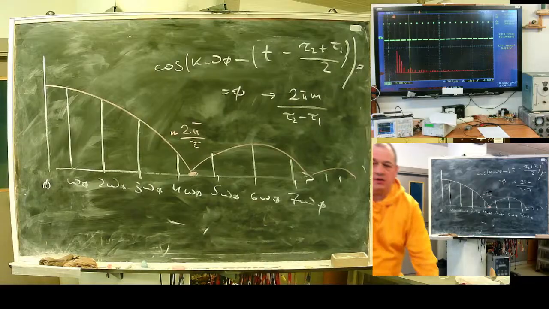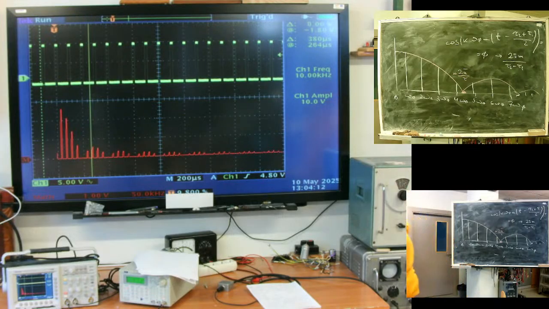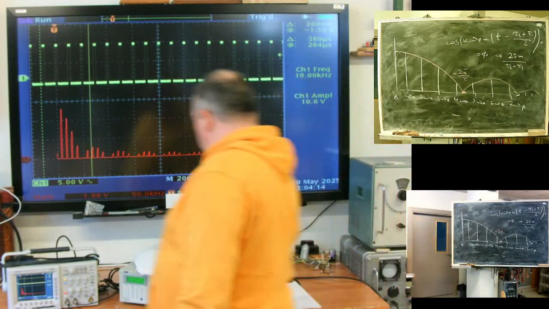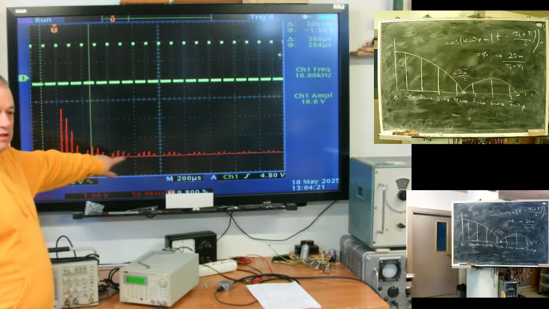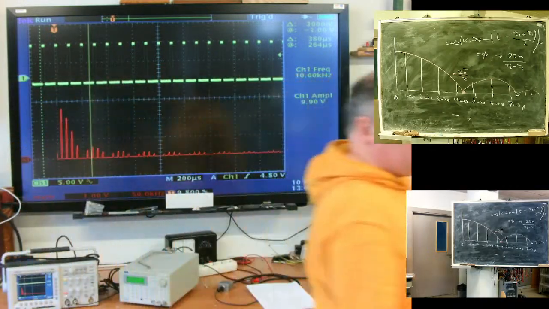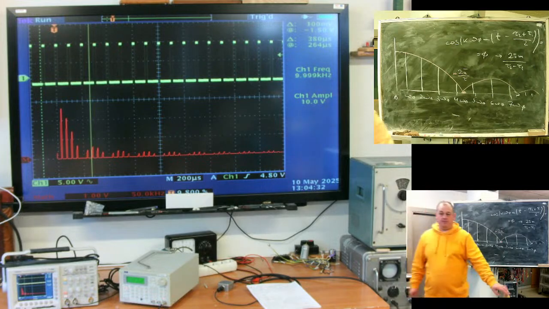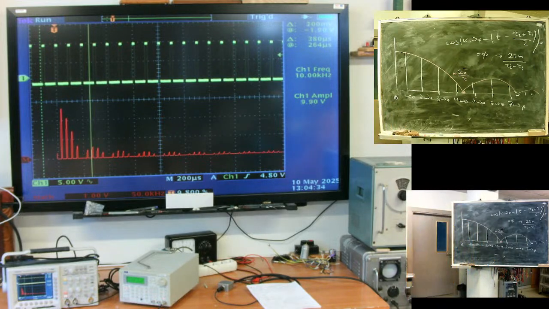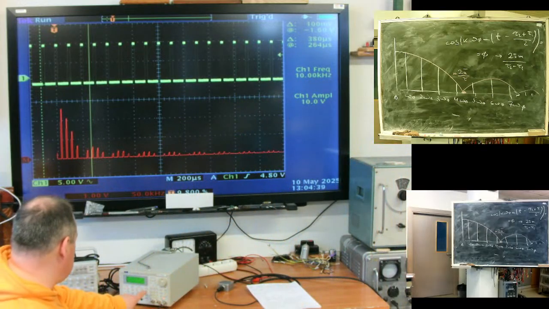One moment, I'll enlarge the screen of my scope. Here, take a look. The yellow line is a sequence of pulses, and the red line is the result of the discrete Fourier transform on it. What happens if I change the frequency of the pulse? Let me make myself closer to my generator.